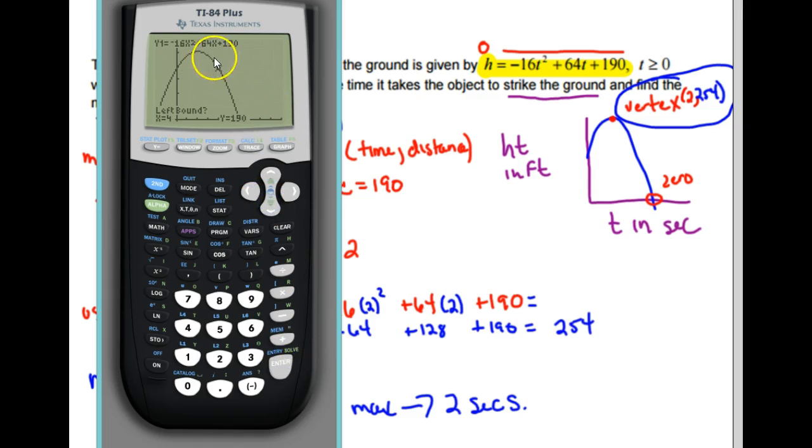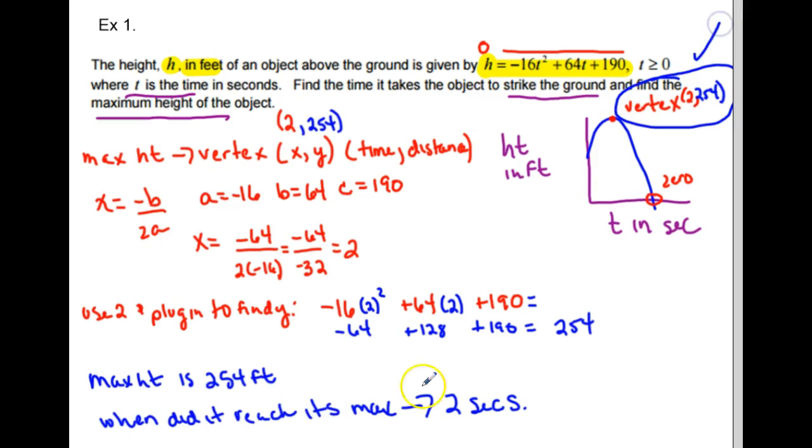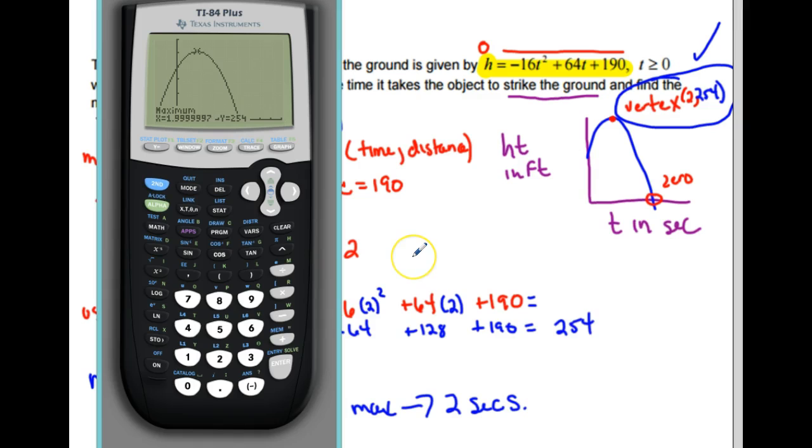Hit enter. This blinky thing has to be moved to the left-hand side of the vertex. It says the left bound. Make sure it's left. Click enter. Use these arrows, the left and right ones, to move them over the hill. Click enter. Enter one more time. My maximum is 159.254. So we were really close.